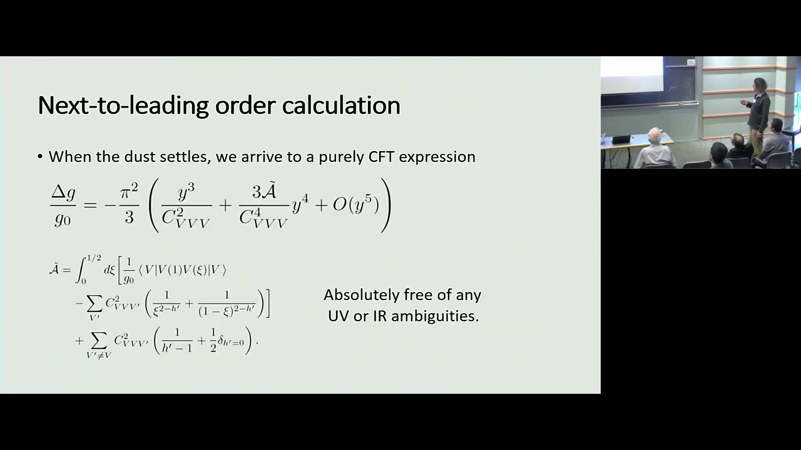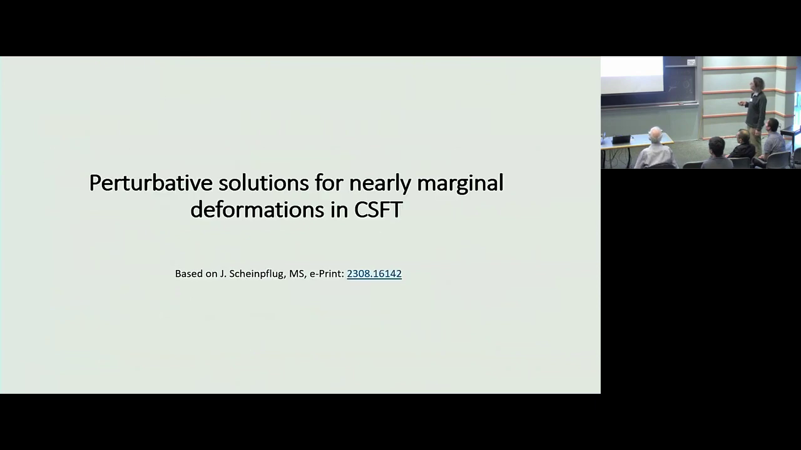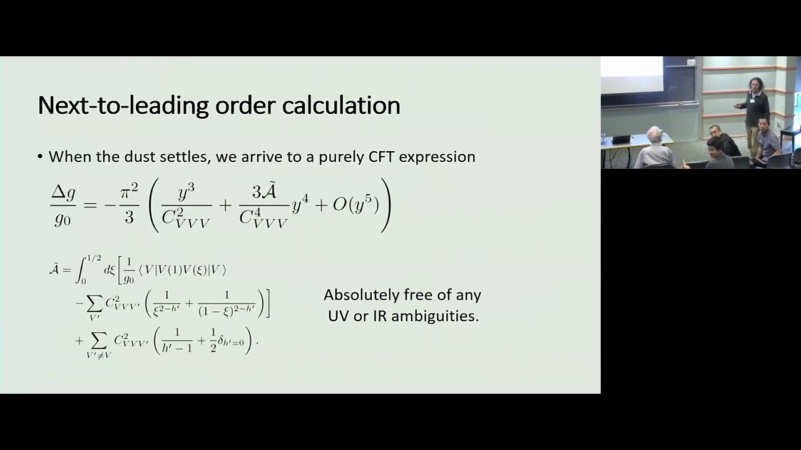And the result is very simple, this formula, and it has no traces of string field theory. The BC ghosts have evaporated, the 3 times square root of 3 over 4 has evaporated, and we are left with this very simple formula, which is free of any ultraviolet or IR ambiguities. This is the value for g, and g is a physical quantity, so it's not scheme dependent.